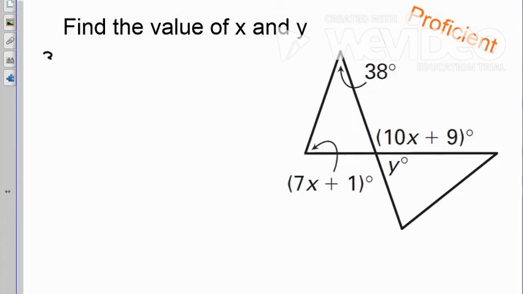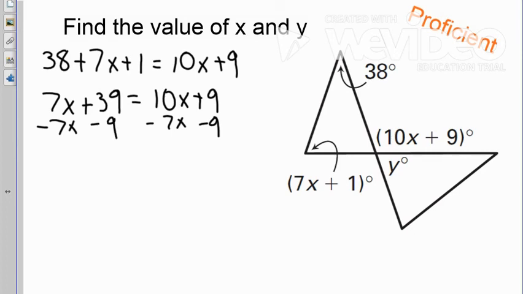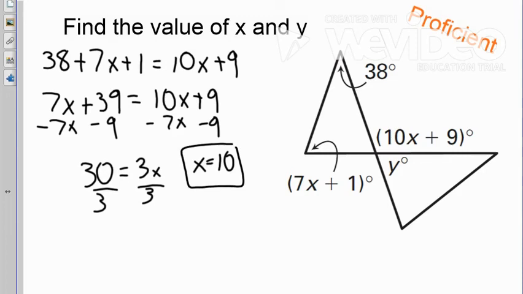So we've got 38 plus 7x plus 1 is equal to 10x plus 9. So let's start solving for x. Okay, so I'm going to combine my like terms. So I have 7x plus 39 is equal to 10x plus 9. So I'm going to subtract a 7x from both sides, subtract a 9. So I'm going to get 30 equals 3x, divided by 3. So x is going to equal 10. All right, so there's our first part.